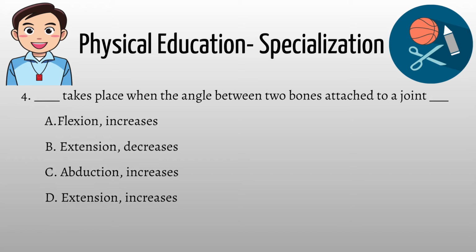Blank takes place when the angle between two bones attached to a joint blank. A. Flexion increases. B. Extension decreases. C. Abduction increases. D. Extension increases. D. Extension increases.